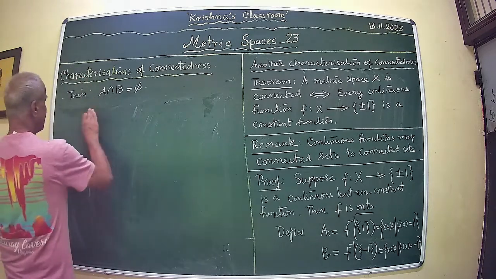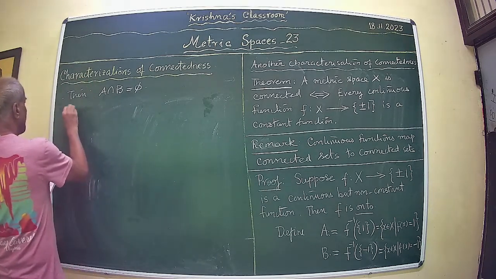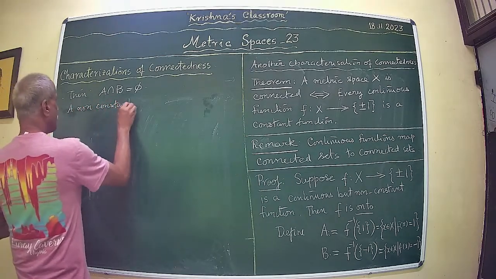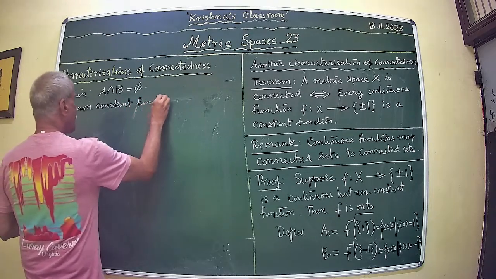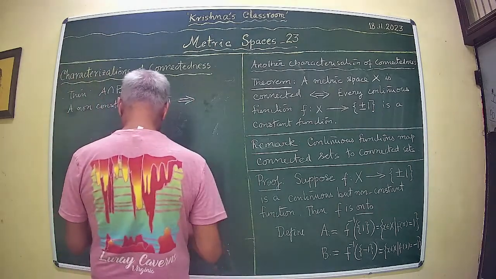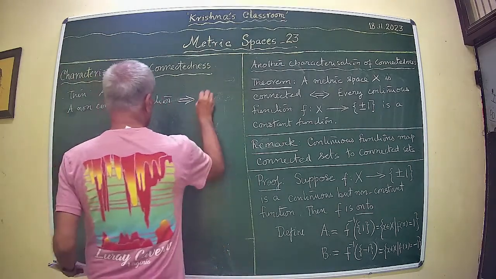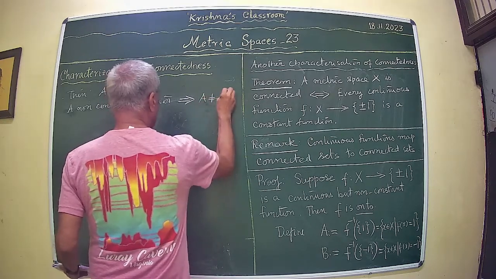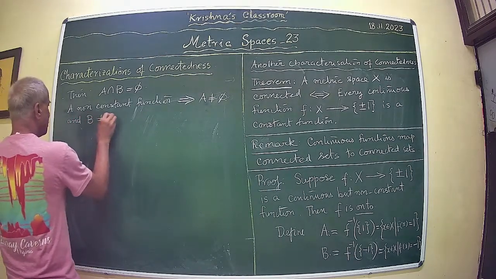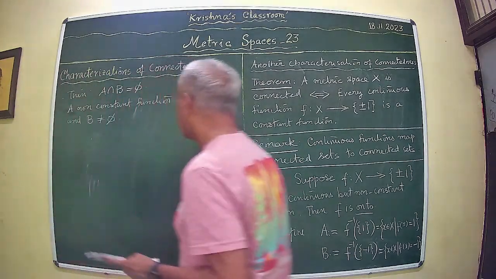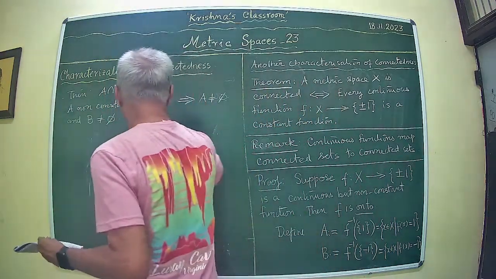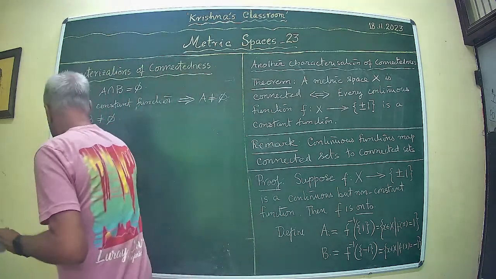Now, clearly, f is a non-constant function implies A is non-empty and B is non-empty. Both A and B are non-empty.